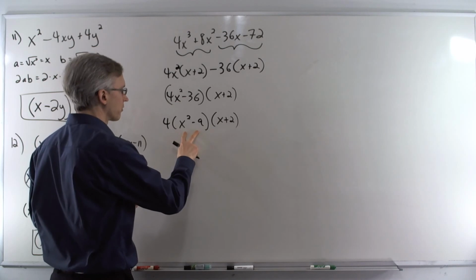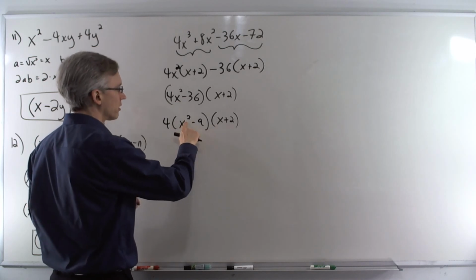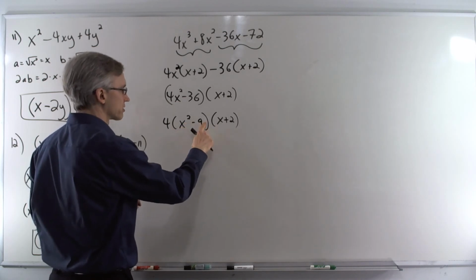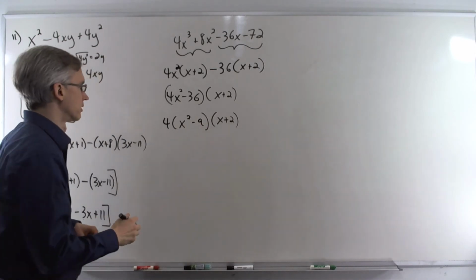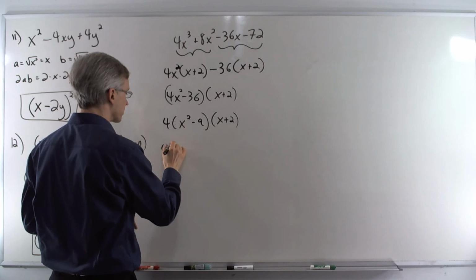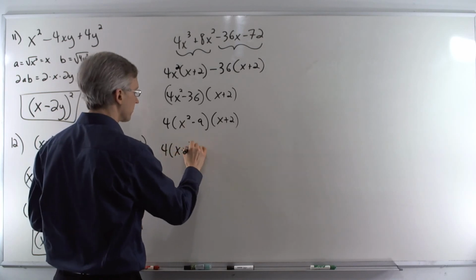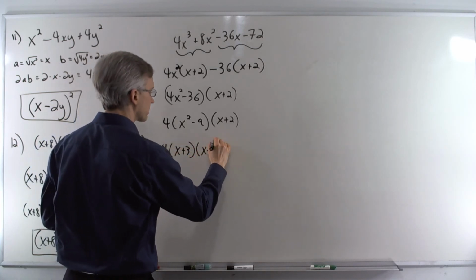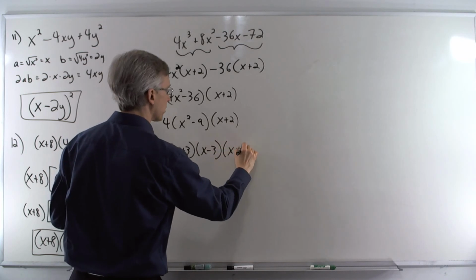As it turns out here, we've got a perfect square subtracting another perfect square. So you have difference of squares. A and B will be x and 3 here, so that gives us 4 times x plus 3 times x minus 3 times x plus 2.